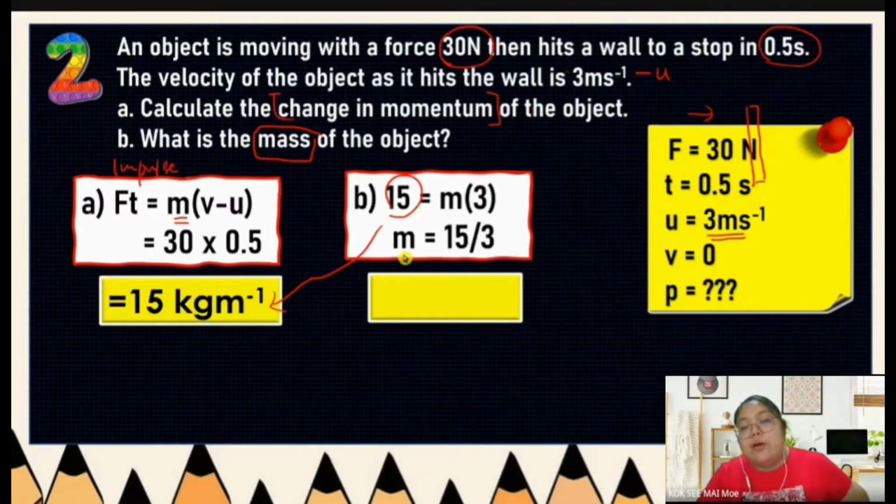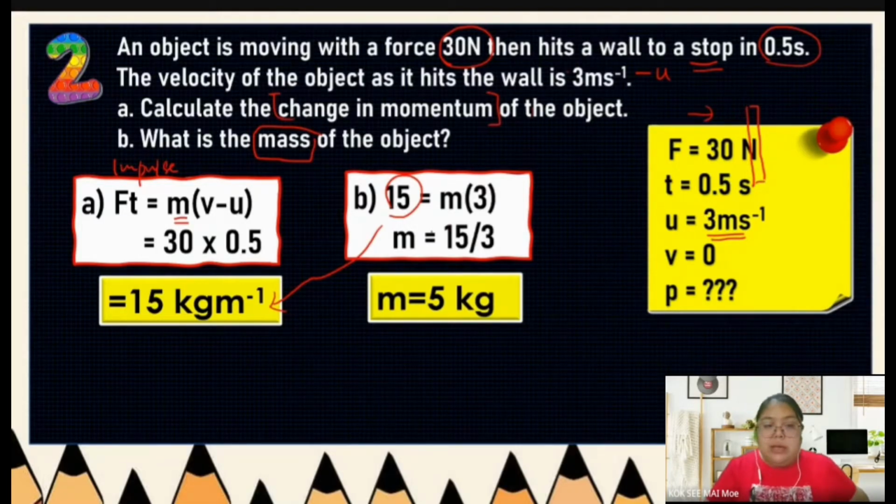Okay, so from here, we just ignore the 0. Why? Because this situation is slowing down, not opposite direction. If it's opposite direction, you cannot ignore. Okay, later we have one question with opposite direction. So later I will teach you why we can change it to positive. Don't make it negative. Okay, so from here I get it. The mass is 5 kg.